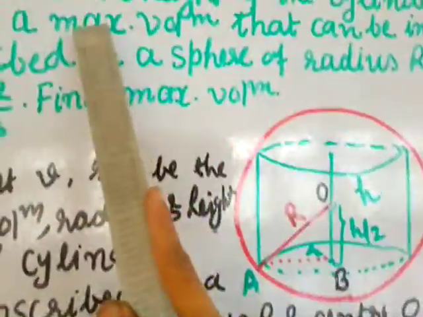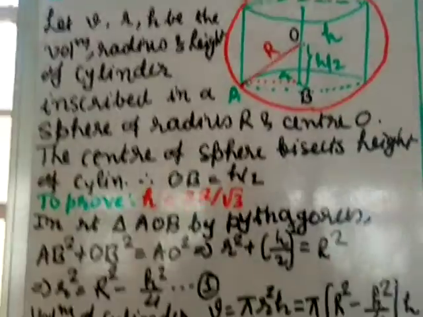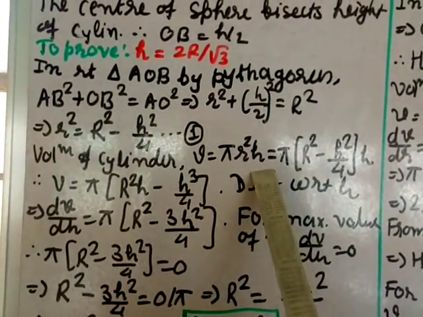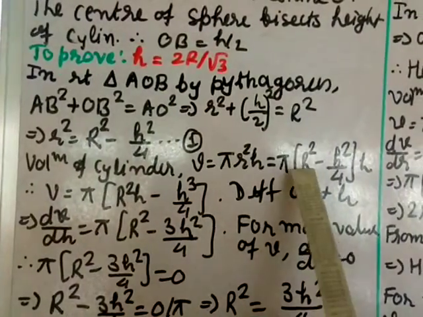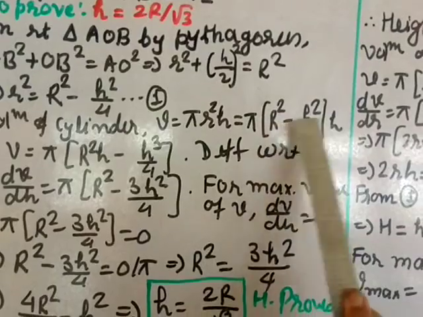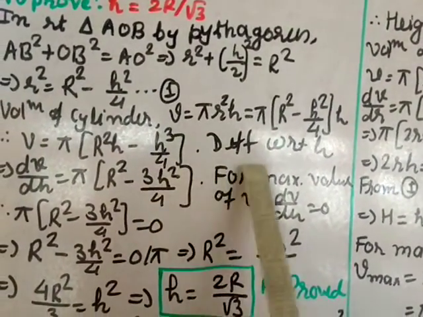They have asked us maximum volume. So for maximum volume, I will consider the volume of the cylinder. So volume of the cylinder V is equal to pi r square h. Put the r square value from here. So R square minus h square by 4. This is h. h you multiply here. So R square into h, h square into h is h cube by 4. Here I have written. Now differentiate with respect to h.